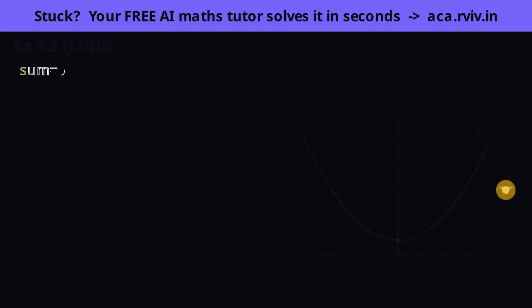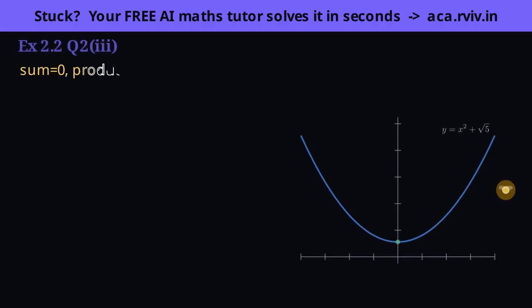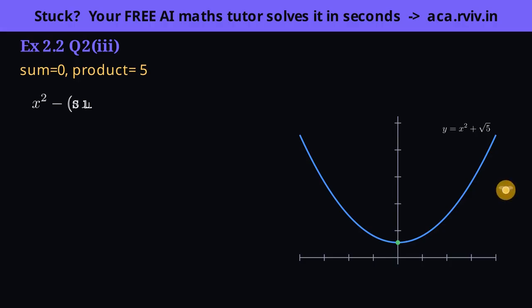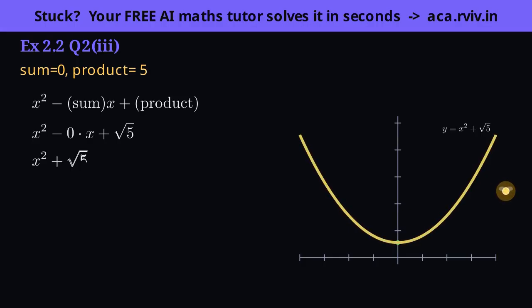Part 3 has a sum of 0. Watch what that does to the middle term. Setup: same build template, x squared minus sum x plus product. Substitute sum 0 and product √5. 0 times x is nothing, so the middle term vanishes entirely, leaving just x squared plus √5.